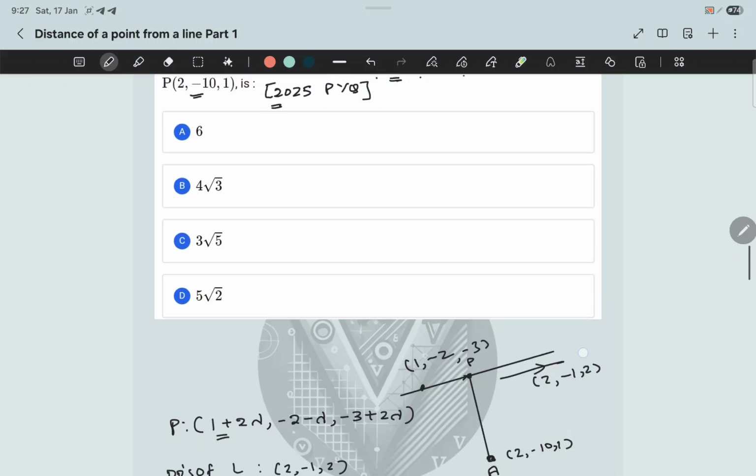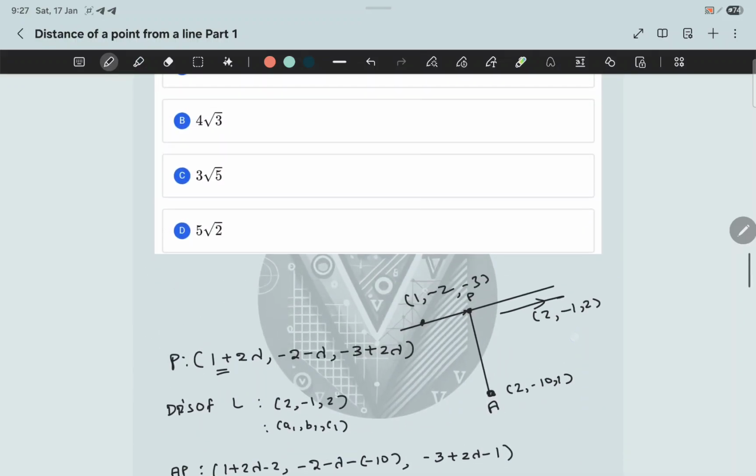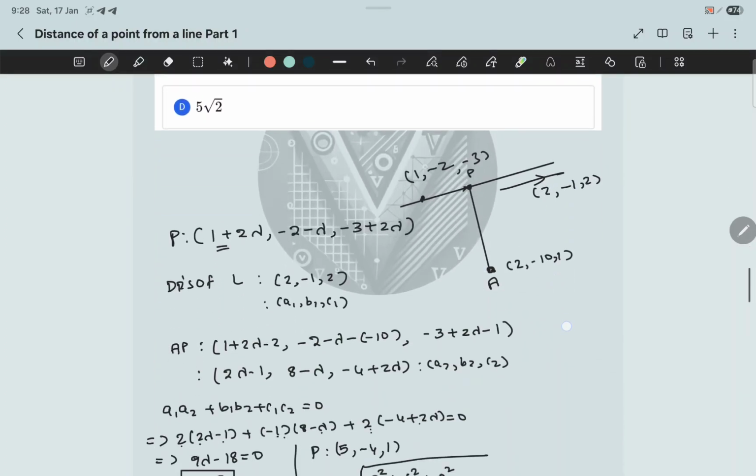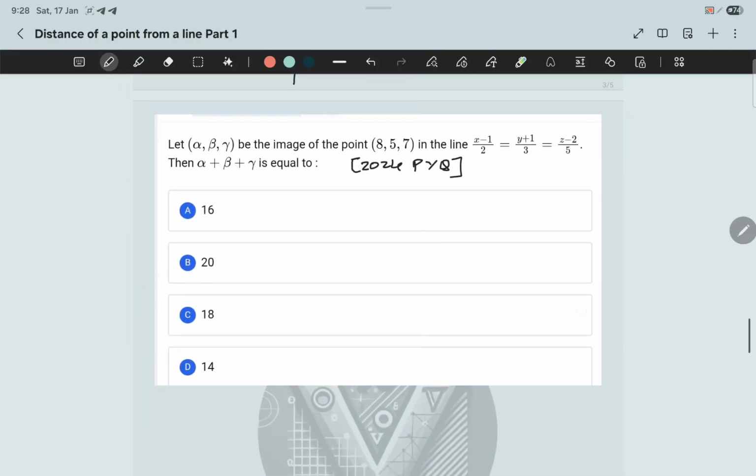I think this can be written as 9 into 5, that is 3 root 5. So I think this is the correct answer. Hence the question is little lengthy, but the concept is very, very simple. We can easily get 4 marks. Now we will be solving another question.